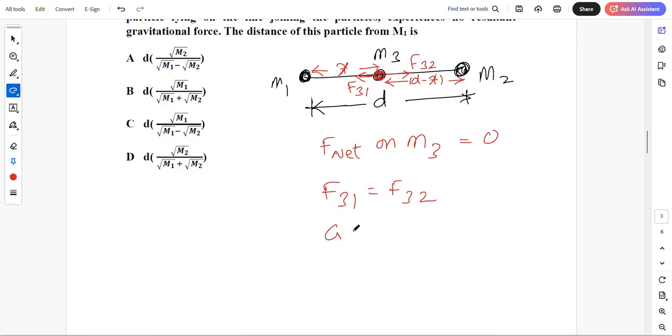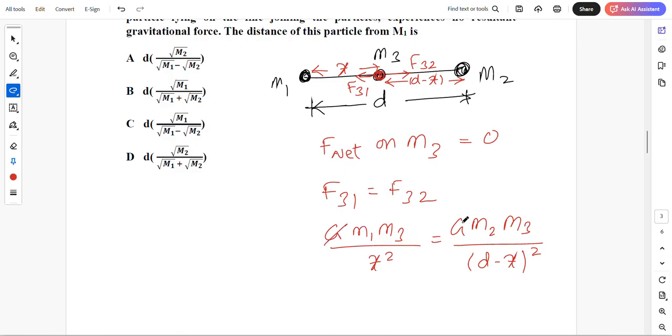What is F31? F31 is nothing but G M1 M3 by X square, where G is the universal gravitational constant. And that is equal to F32, which is G M2 into M3 by, what is the distance between M2 and M3? That is D minus X, the whole square. G gets cancelled. M3 gets cancelled.